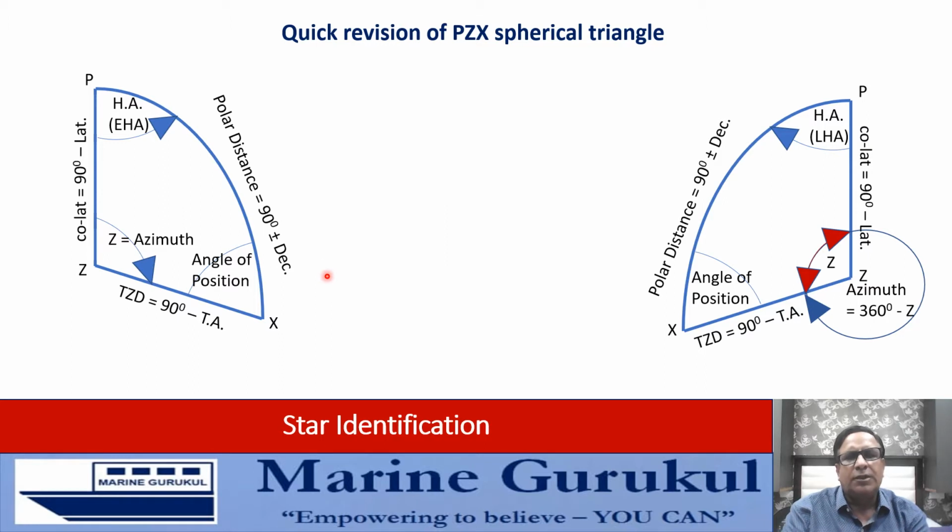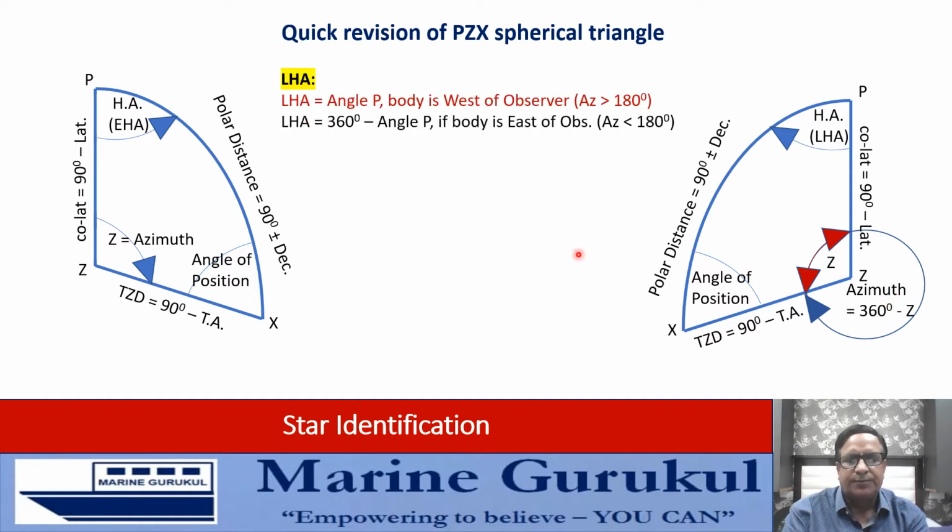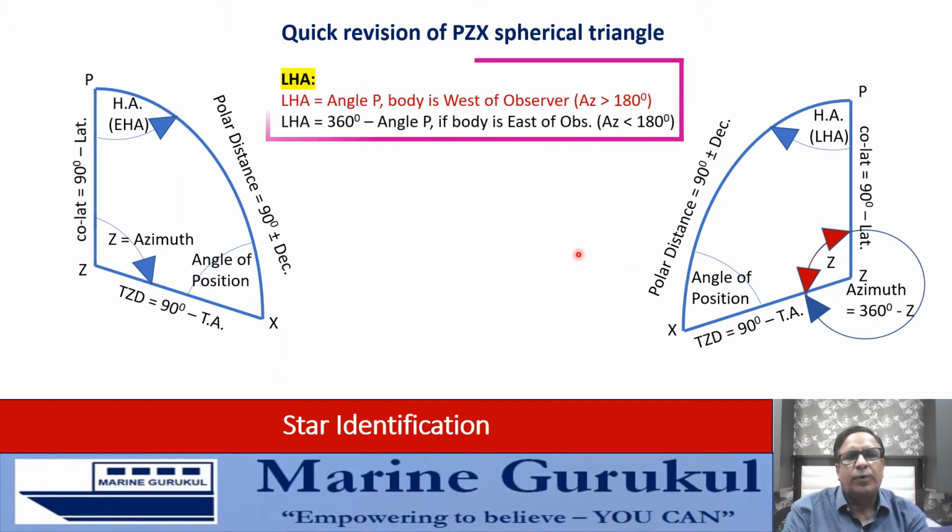The important things here are, we'll have to determine whether P is EHA or LHA. We'll have to determine whether polar distance is 90 plus declination or 90 minus declination, and we'll have to establish the relationship between angle Z and azimuth. Let's quickly summarize how we would do that.